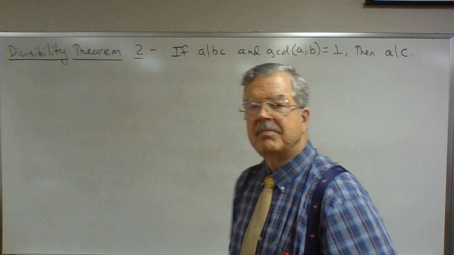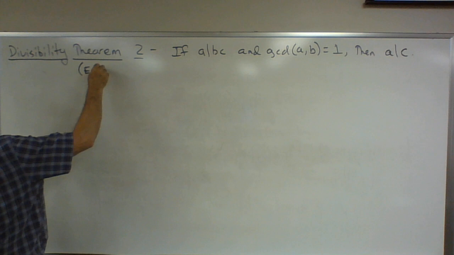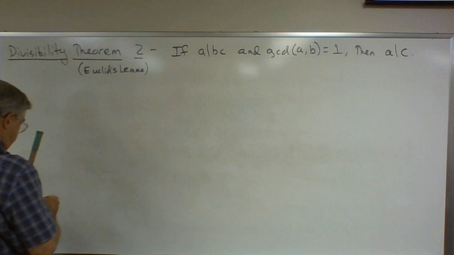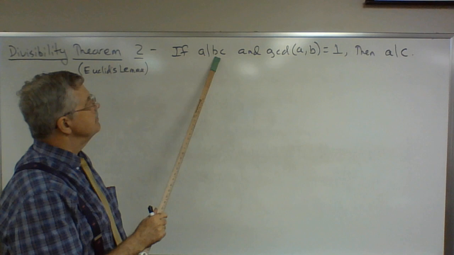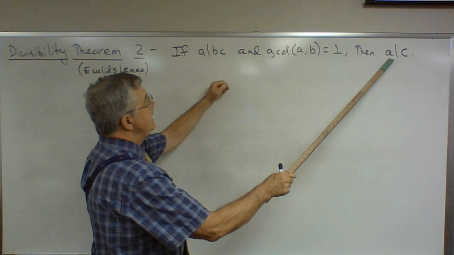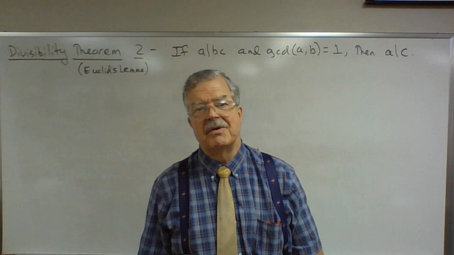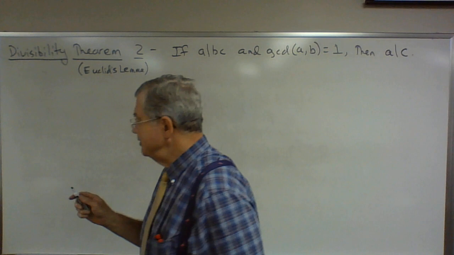Okay, let's prove divisibility theorem 2, also known as Euclid's lemma. If A divides a product BC and A and B are relatively prime, then A divides C. That's what we're proving. Again, I'm going to hit the chicken switch. I don't know how to start this proof. So I'll say, let the hypotheses be given.